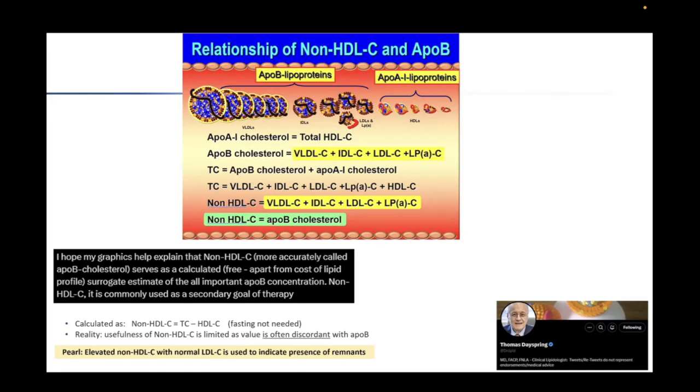So how to remember the trick? What is the cutoff for non-HDLC? It's at 30. So if somebody's LDL is at 100, non-HDLC would be 130. So add 30: 70 means 100, 100 means 130, 130 means 160. So you can aim for lowering of that. So next slide.